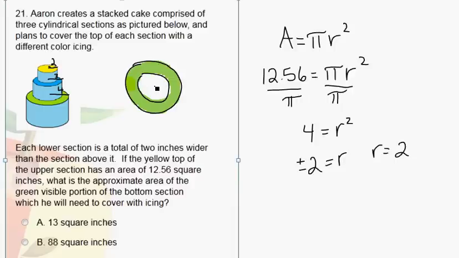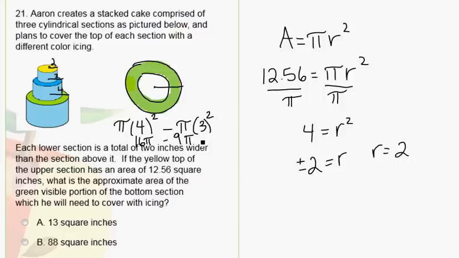So the area of the outer, the larger circle, is going to be pi times the larger radius, which again we said was 4 squared. And we're going to subtract off the area of this white region. That, remember, is what's covered by this middle tier. So that has a radius of 3. So pi times 3 squared. So we get 16 pi minus 9 pi, which of course is going to give us 7 pi.